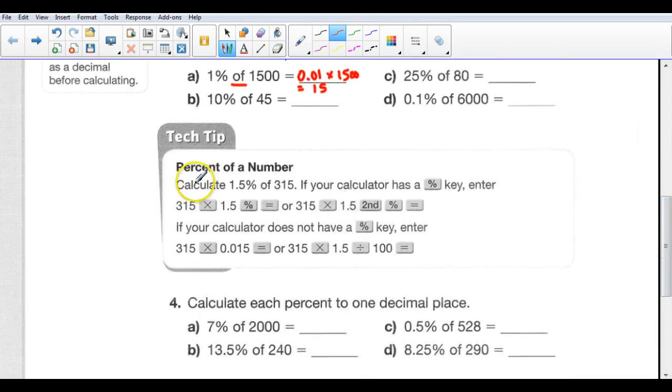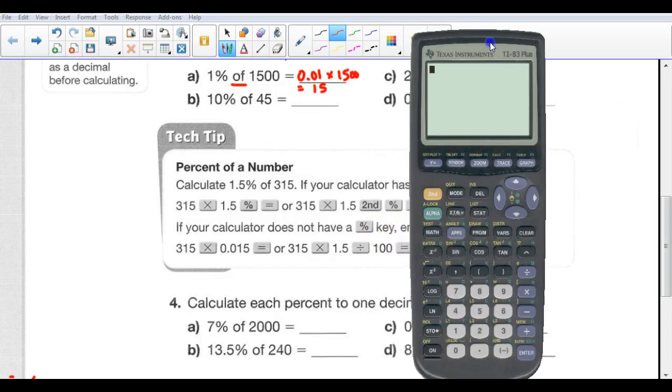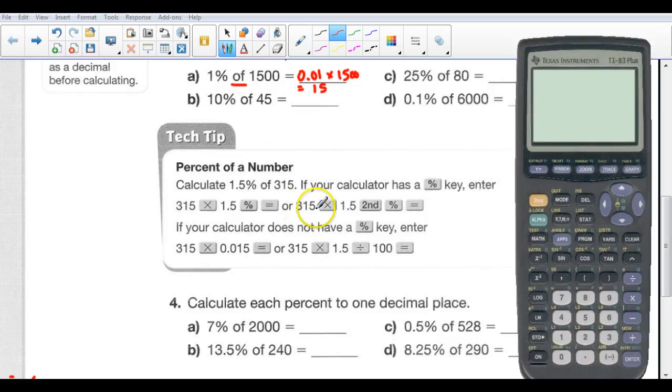Tech tip, percent of a number. Calculate 1.5% of 315. If your calculator has a percent key, so I'll look at mine. Let's clear it. Somewhere on here I have a percent key. Okay, my calculator does not have a percent key. It's a little bit too complex for that, but some of the simpler calculators actually have a percent key on there. If you have a percent key, you can take 315 times 1.5 and then hit the percent, or 315 times 1.5 second function percent. It all depends on where it is on your calculator.